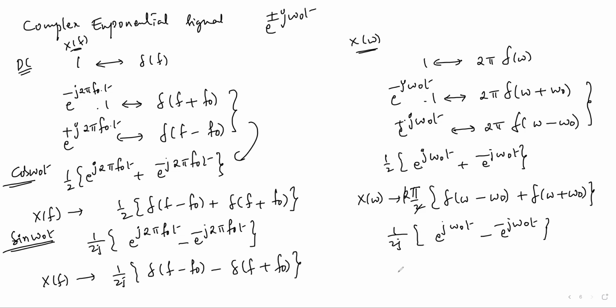Whereas on the omega side, this is 1 by 2j. For this, 2 pi is multiplied, so you can take 2 pi outside as common. So this is delta of omega minus omega naught minus delta of omega plus omega naught. Just observe the Fourier transform pairs for complex exponentials; that is enough. You can substitute for the sinusoidals easily. You have to do it yourself. You don't need to see here. Just do it yourself and then verify on this screen.